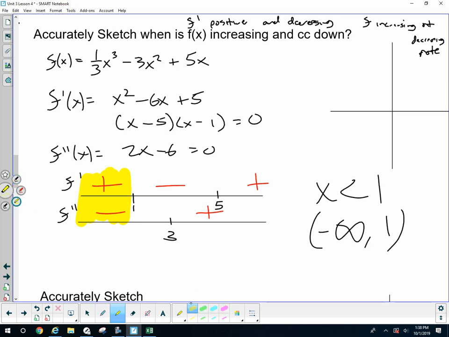Okay, I get x less than 1, or from negative infinity to 1. That is when f is increasing and concave down. That's when f prime is positive and decreasing. That is when f is increasing at a decreasing rate.